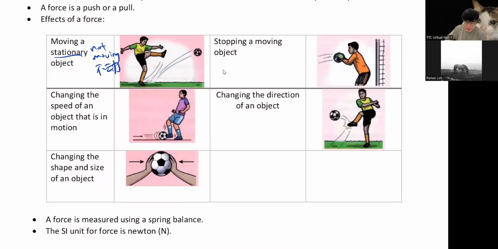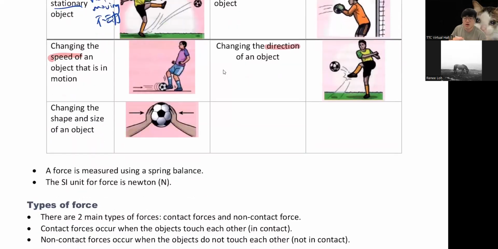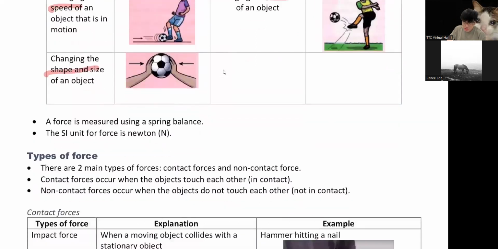So that's your force. And then change the speed. They change the speed. They can make the object move faster or they can make it move slower. All right, they can also change the direction. They can also change the shape and size. Okay, so they change speed, change direction, change shape and size. Okay, 改变速度，改变方向，改变形状或者是 size 大小。Okay, so 5 effects, 5 effects.